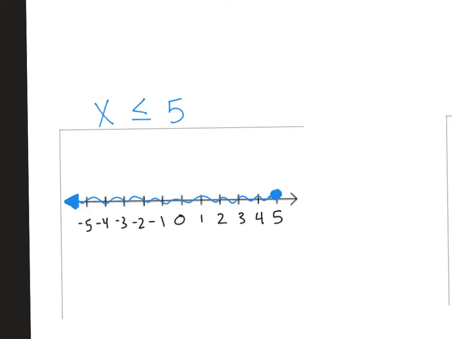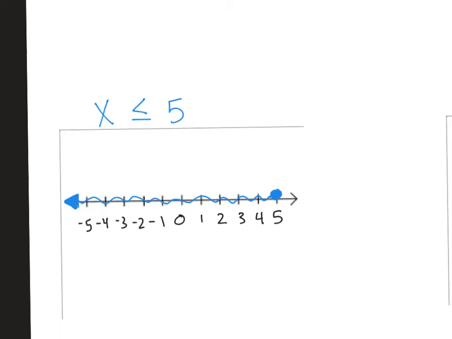That means that we can take any of these numbers and substitute it in, and the statement would be true. For instance, is 4 less than or equal to 5? Yes. Is 5 less than or equal to 5? Yes, it's equal to. 3? Yes. 2? Yes. You can do that all the way down, and we can go on and on into negative infinity, and it's going to be yes. All of this is included.